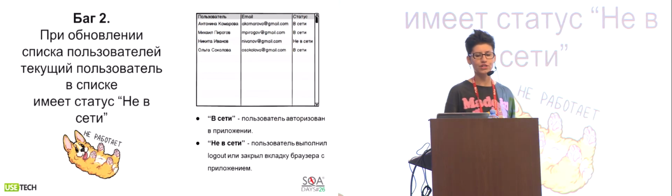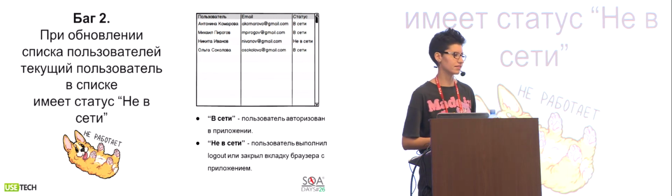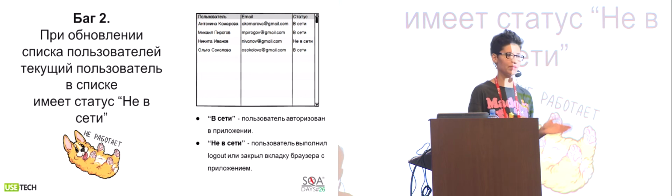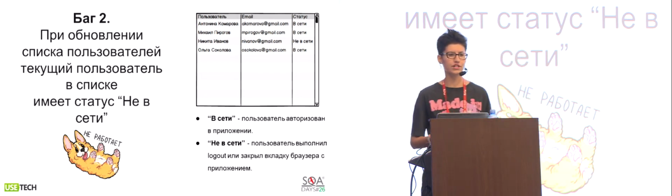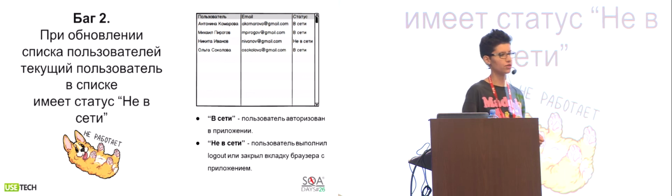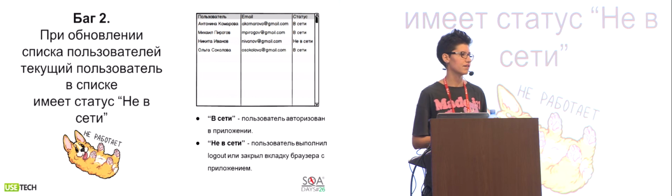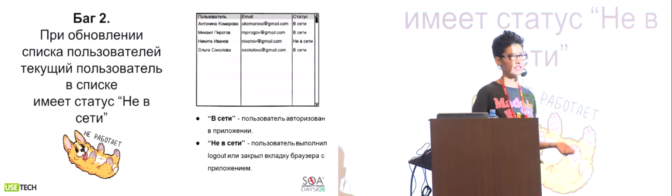Let's go to the next bug. Users use an app, and there is a separate chapter or section where you can look up all users that logged into the system with current status, online or offline.